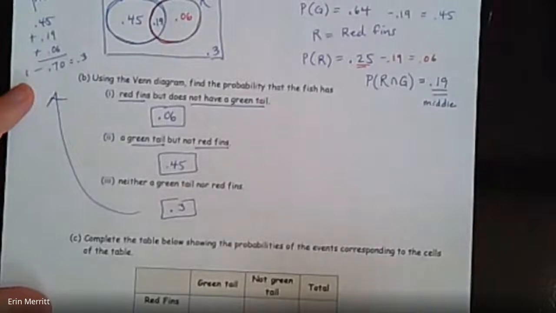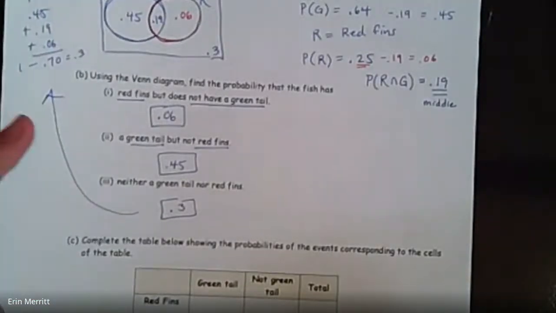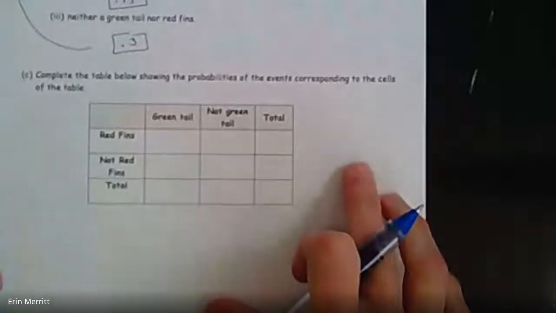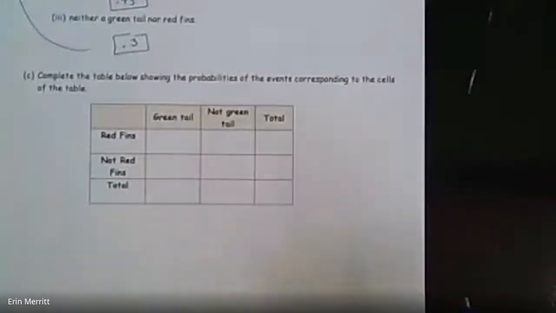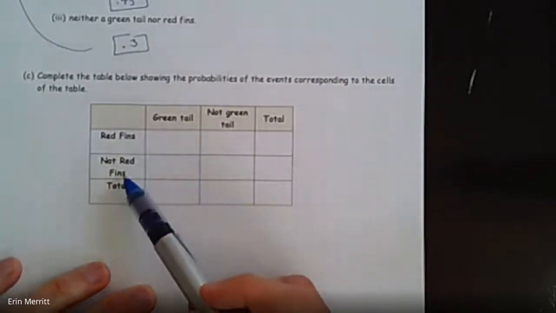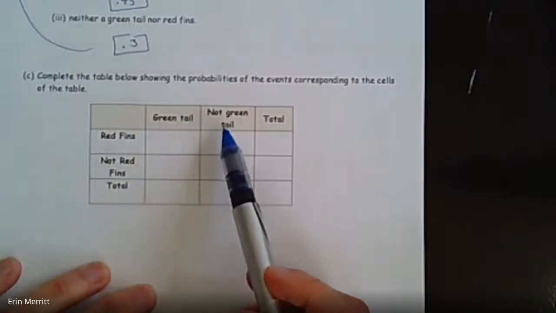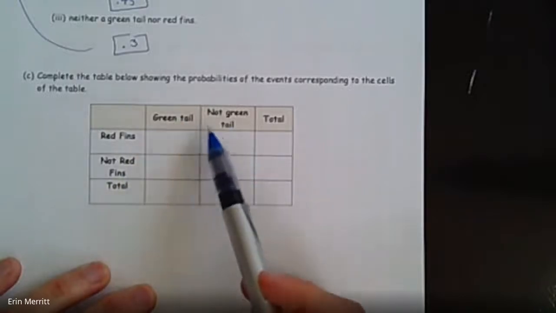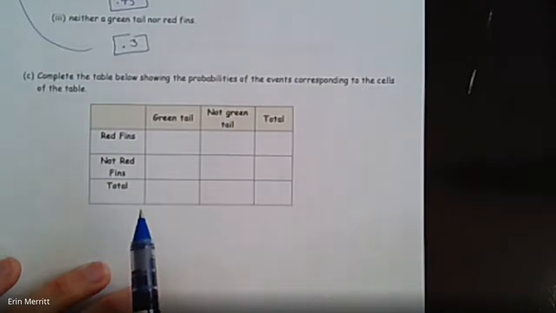All right. Now, if we look at that same question, showing this with a little two-way table, this is kind of a cool way to do it. Some of you will have a preference where you like Venn diagrams better. Some will like two-way tables better. There's no one right or wrong answer, but I will say that two-way tables are super friendly here. So what I want you to look at is on the left side, we've got red fins and not red fins, green tail and not green tail. So we're going to fill in the probabilities based on what we know from above.